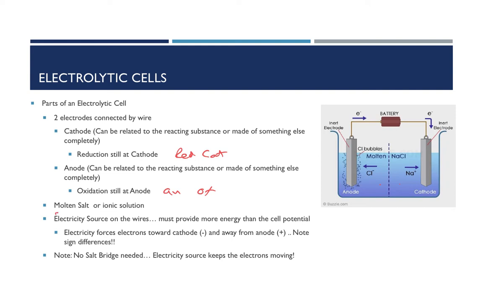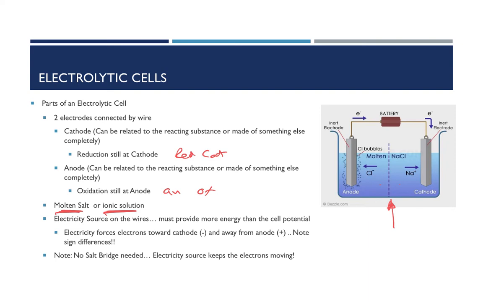The third thing that you need is either a molten salt, so an ionic compound like sodium chloride that we melt into a liquid. When salt melts into a liquid, it separates into its ions, Na plus and Cl minus. That also happens in an ionic solution, so that would be another thing you could have in your cell to make an electrolytic cell.